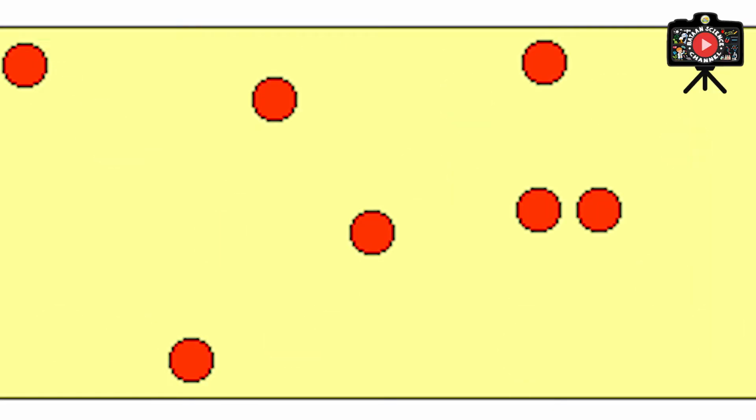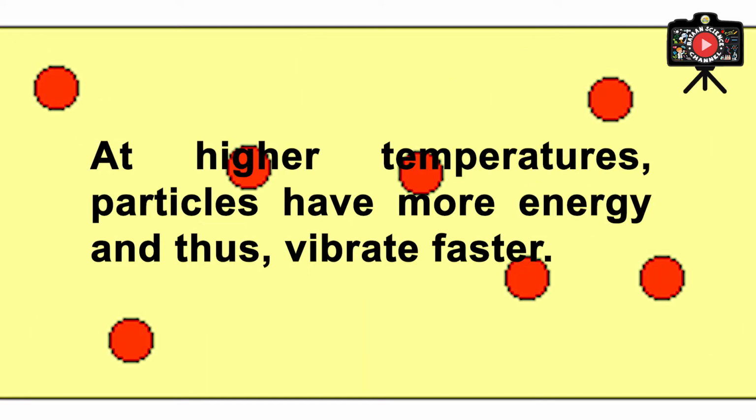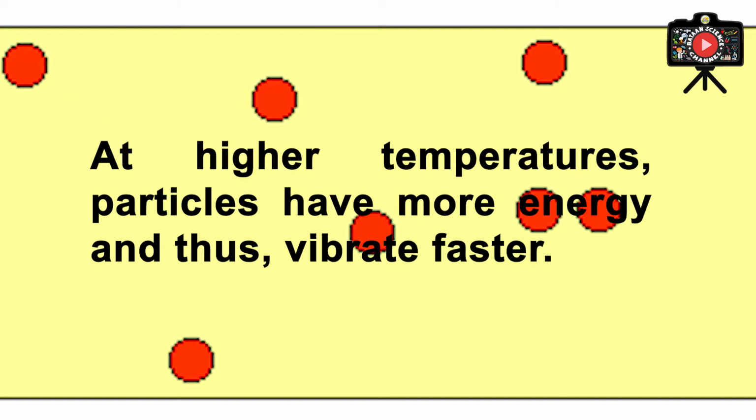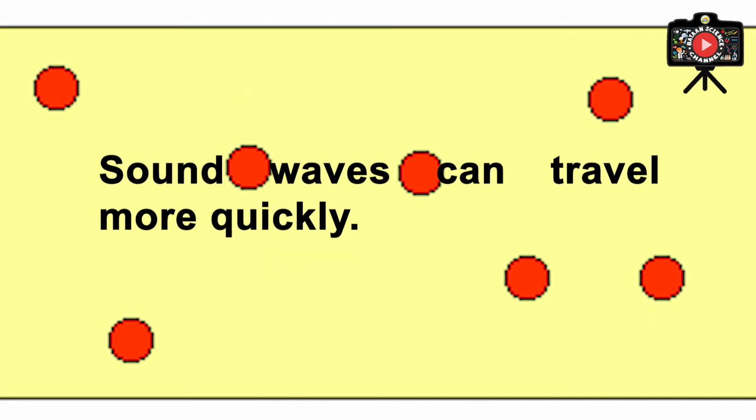Heat, just like sound, is a form of kinetic energy. At higher temperature, particles have more energy and thus vibrate faster. Since the molecules vibrate faster, sound waves can travel more quickly.